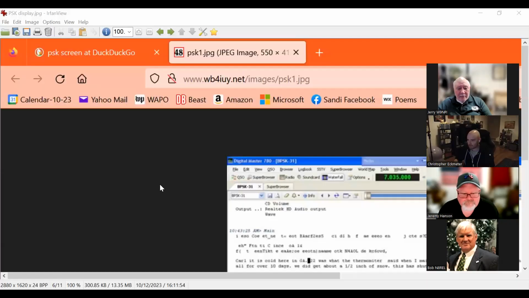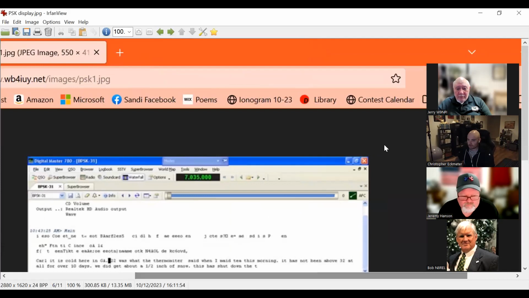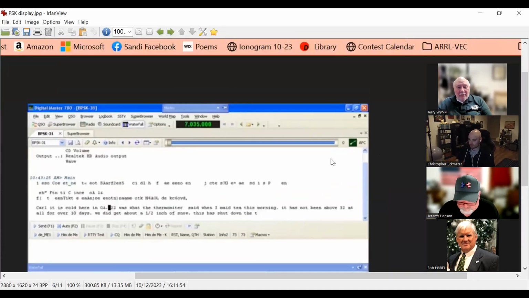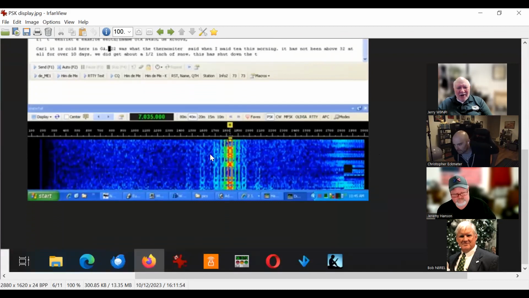Okay, with PSK, you can put something like more than 20 signals in the same space as a single sideband voice signal.